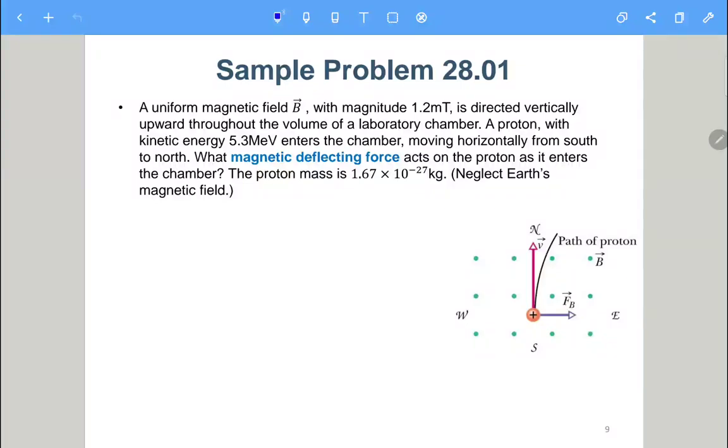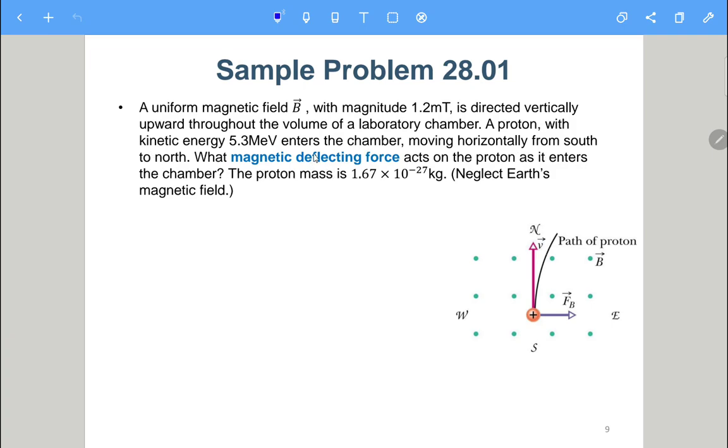Let's see a sample problem. It says a uniform magnetic field B with magnitude 1.2 millitesla is directed vertically upward through the volume of the lab chamber. A proton with a kinetic energy of 5.3 MeV enters the chamber, moving horizontally from south to north.